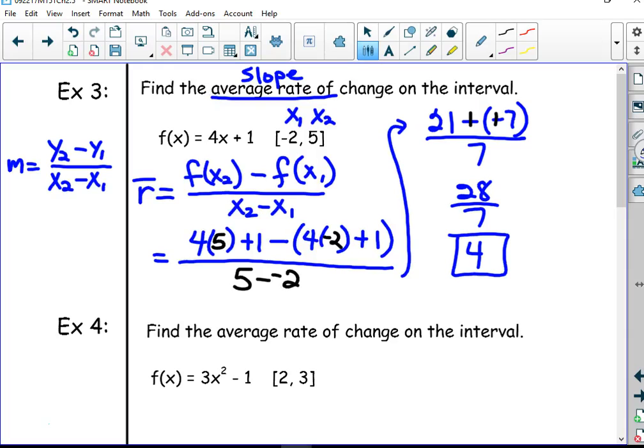So my average rate of change on the interval between negative 2 and 5 for this particular function is 4.